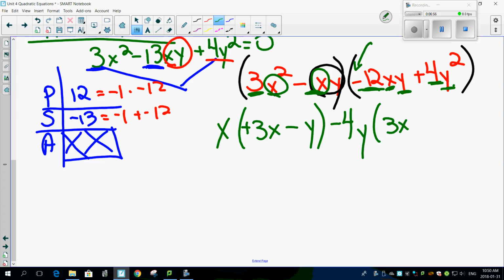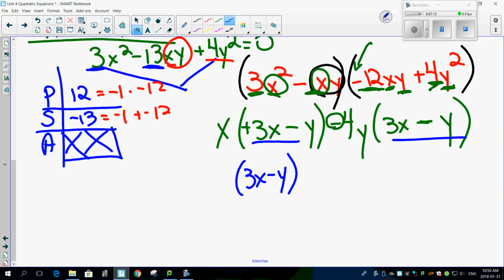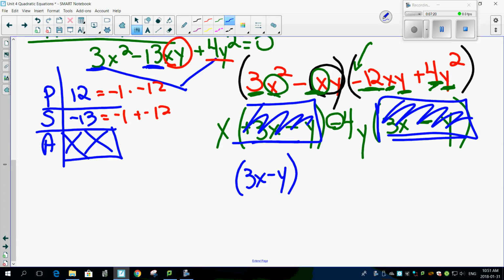Isn't that interesting? Leaving you this time with a 3x. And because you're taking out a negative, that turns this to a negative, and you took the 4 out, and you took a y out, leaving you with y. And check it out. These two things match again. How wonderful. Which means now you can take them out and GCF them. So this guy and this guy are in fact now gone, and that leaves you with an x minus 4y. And sure enough, there is your factored form.